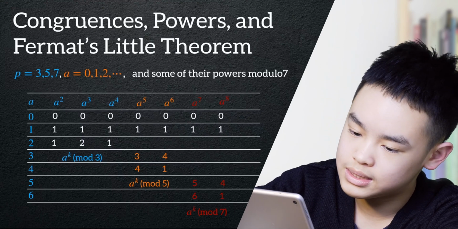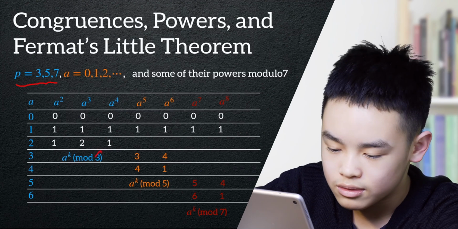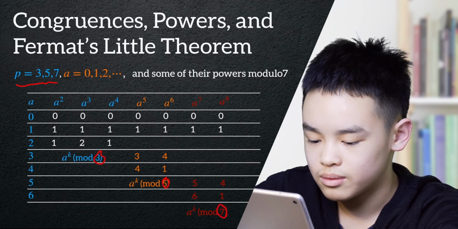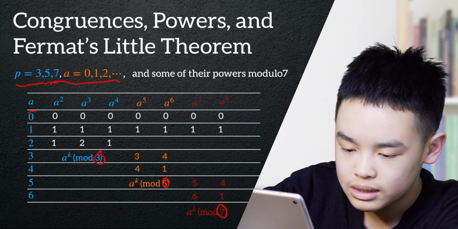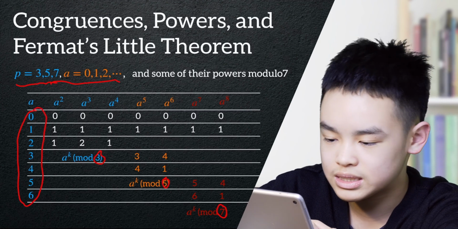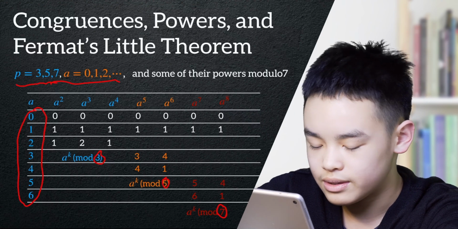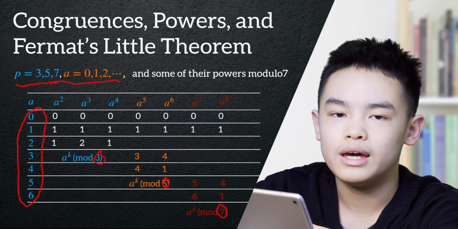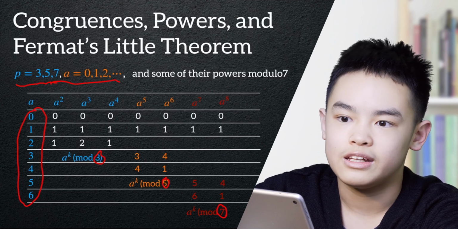So let's say P is 3, 5, 7, or prime numbers, and in order to find a pattern, we'll just write P is 3, 5, or 7, and A can be 0, 1, 2 all the way to infinity, but for this table's purpose, it will only reach 6. And some of their powers modulo 3, modulo 5, and modulo 7.